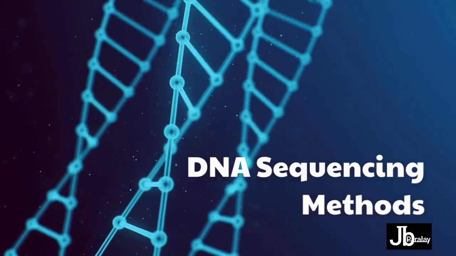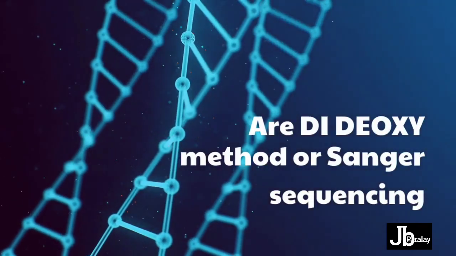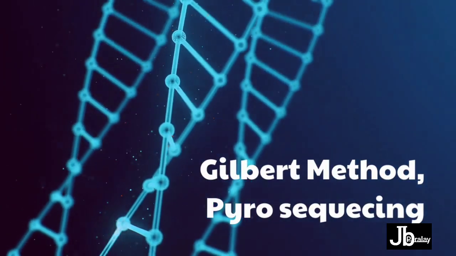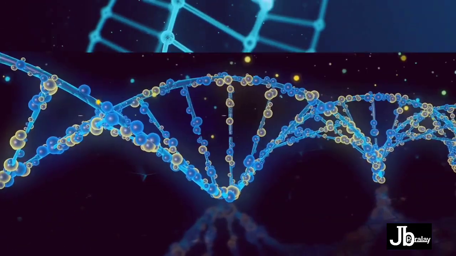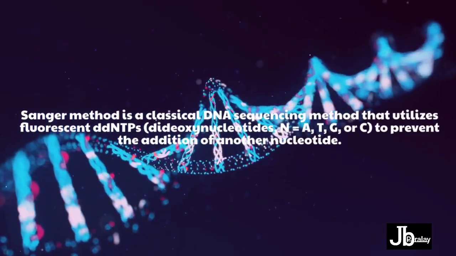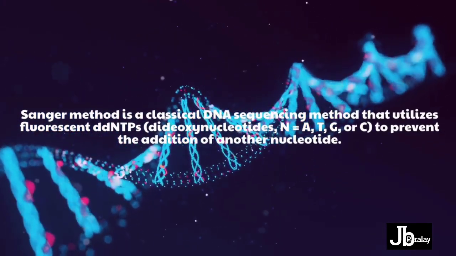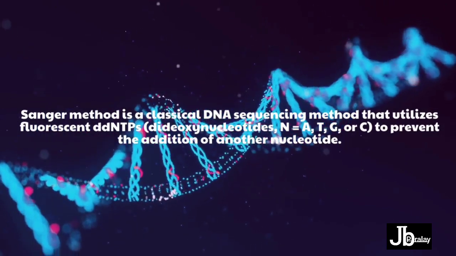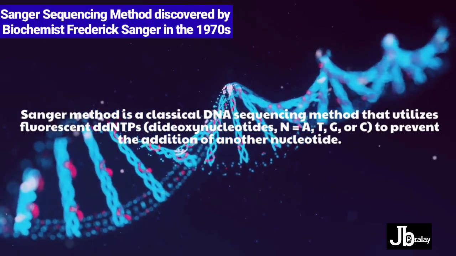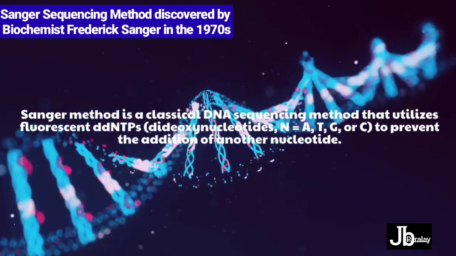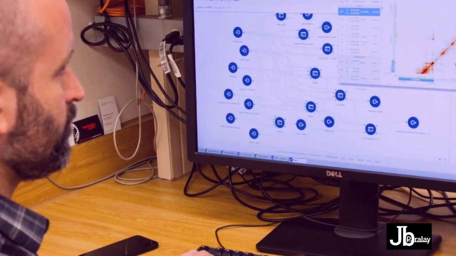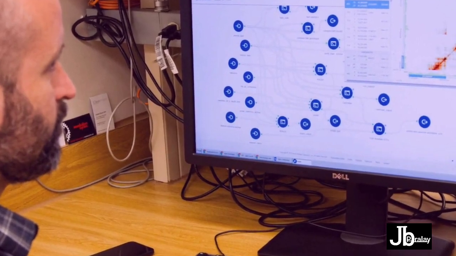DNA sequencing methods are the dideoxy method or Sanger sequencing, Gilbert method, and pyrosequencing. Sanger sequencing was discovered by English biochemist Frederick Sanger in the 1970s. The Sanger method is a classical DNA sequencing method that utilizes fluorescent ddNTPs, dideoxynucleotides, N equals A, T, G, or C, to prevent the addition of another nucleotide. You can view our article Sanger sequencing, Introduction, Principle, and Protocol to learn more about this method.